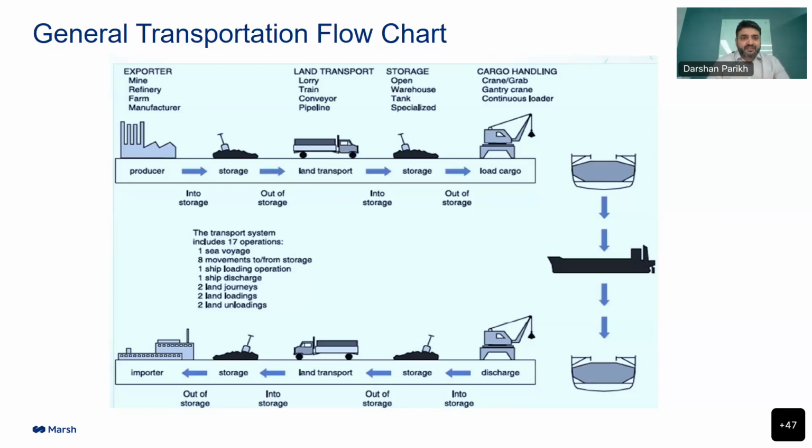So when I say 17 different operations, that means the more the hands touch a particular consignment or a container, the more the chances of things going wrong. Obviously, we have evolved now in the logistics flow. The shipping lines have changed. We used to have some vessels which used to take around 1,000 containers.